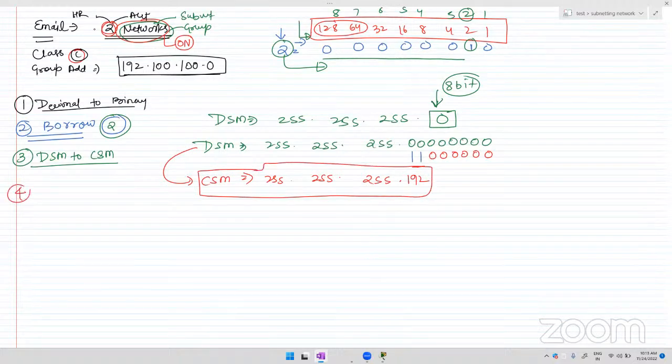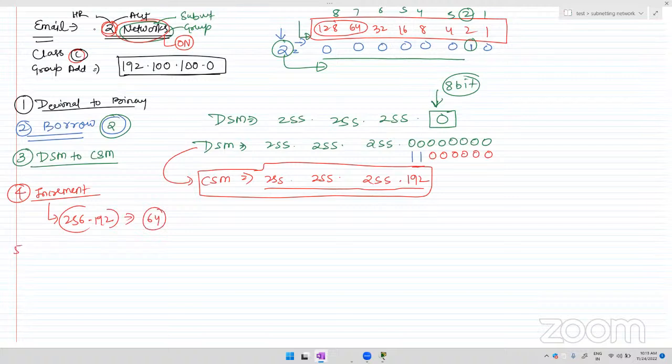Now the 4th task is to get the increment. Increment is very simple: 256 minus the octet in your subnet mask that is not fully filled. Which octet? The 4th one, 192. 256 minus 192 leaves 64. The increment value is 64. And the 5th task is to get the blocks. The network admin already provided the address, so write it down as it is.